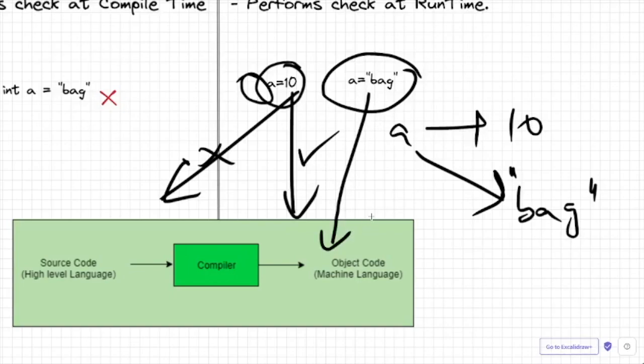So again, a is reassigned to a string. First, a was an integer. Now a has become a string.